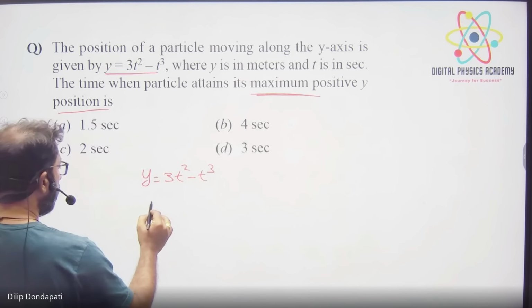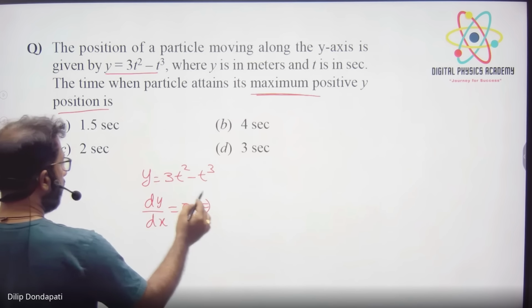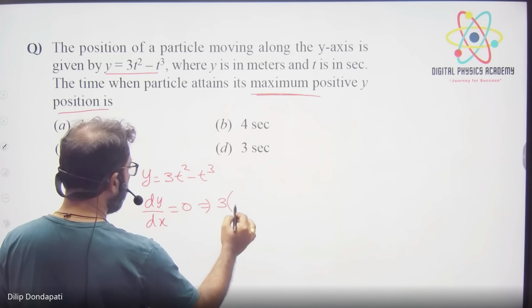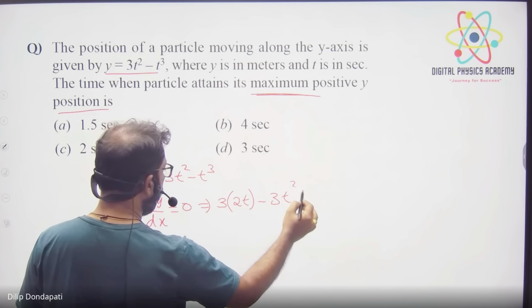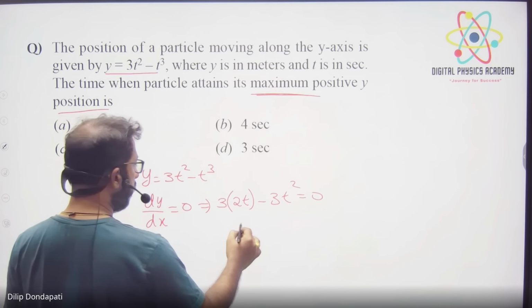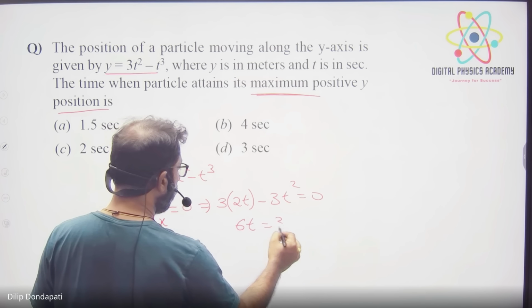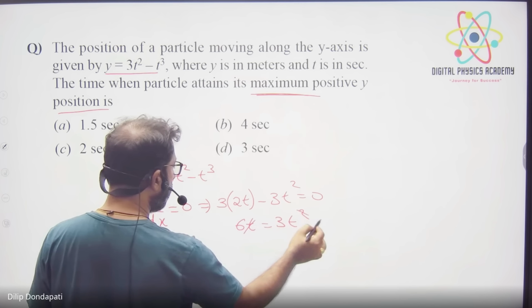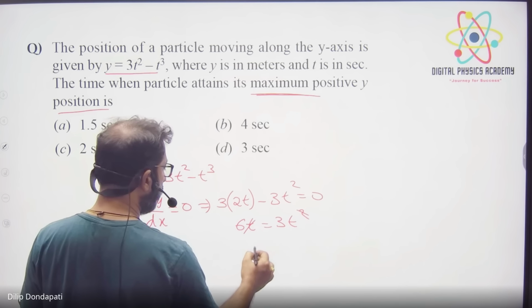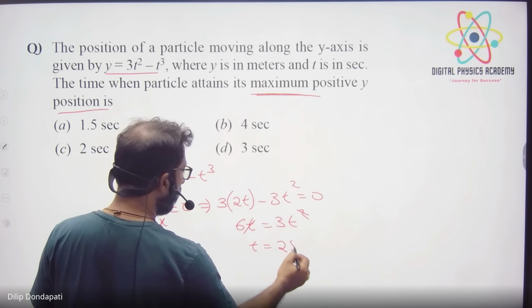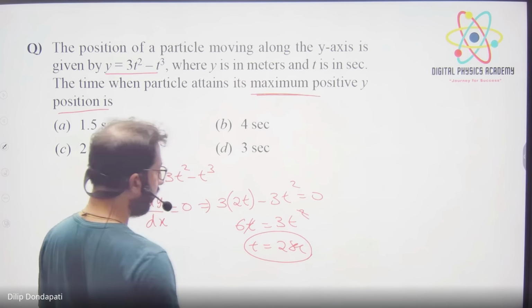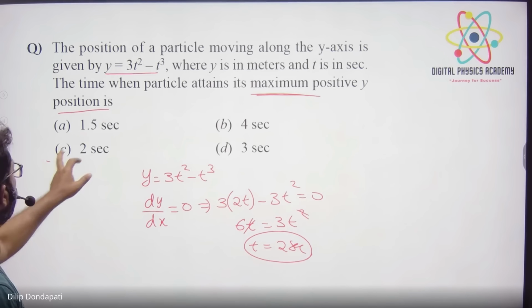Maximum value means dy by dt is equal to 0. Implies, 3 will be coming outside, differentiation of 60 minus 3t square equal 0. So 60 is equal to 3t square. So t cancels, so t is equal to 2 seconds. But why did you get 3 seconds? Sir, I took 2t square instead of 3t square. Okay, so 2 seconds is the answer.